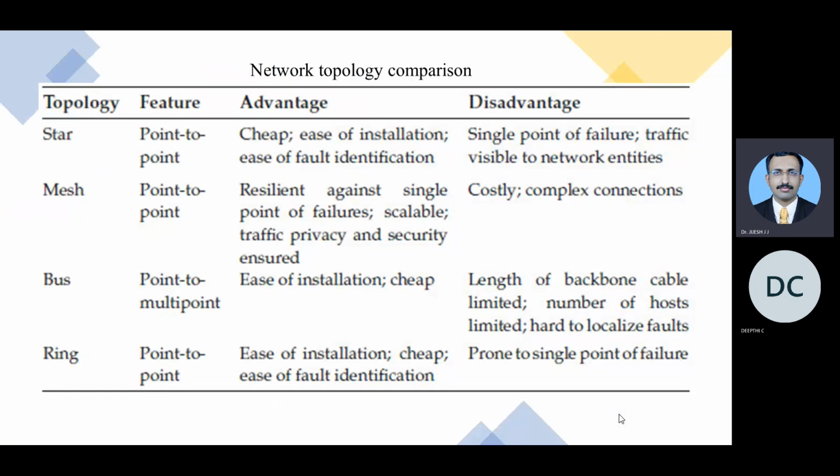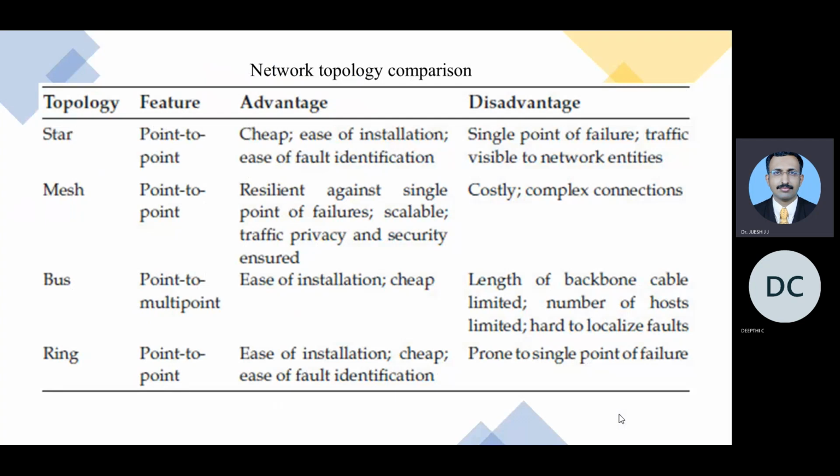In the case of mesh topology, what are the advantages we have seen? What is the advantage? It has traffic, privacy, security, and all those things are good. That is the advantage, but it is very costly and complex. That is one of the disadvantages. What about the bus? It is easy to install and it is cheap. That is the advantage, and the disadvantages are that the length of the backbone cable is limited and the number of hosts is limited.